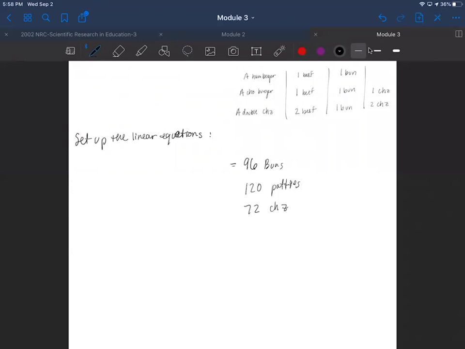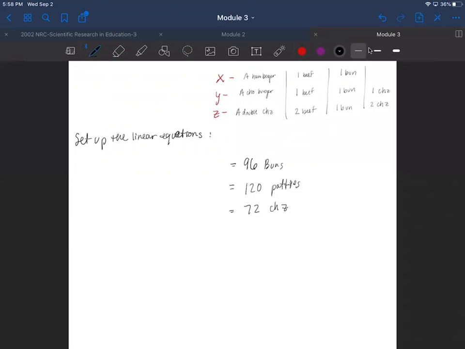Now for each one, remember I let X represent hamburgers, Y represent cheeseburgers, and Z be the variable that represents double cheeseburgers. So for each one of these, we're trying to set up a system of linear equations where we can equal out however many buns, beefs, and cheeses we need for hamburgers, cheeseburgers, and double cheeseburgers.